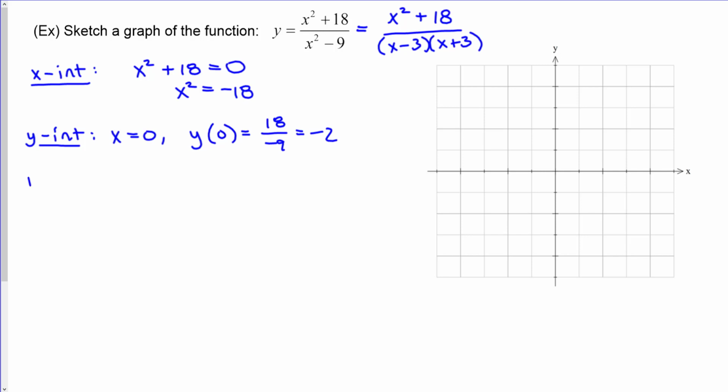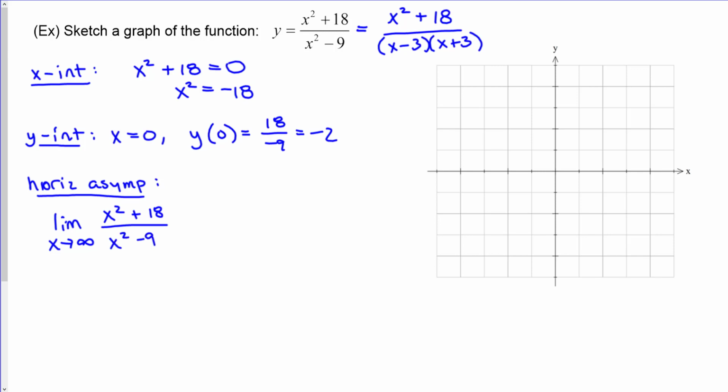Horizontal asymptotes. You can have horizontal asymptotes, and there are rules for this. Effectively, what you're doing is a limit as x goes to infinity. So if you don't remember those rules of horizontal asymptotes, remember this: it's a limit as x goes to infinity, in this case of x squared plus 18 over x squared minus 9.